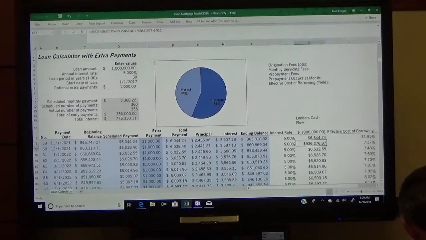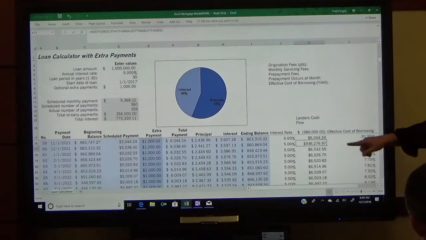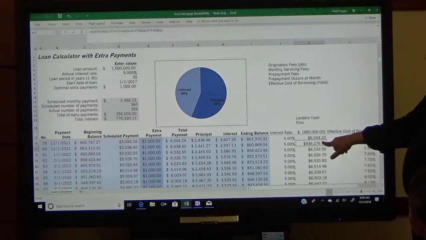Anybody want to take a guess as to what that's going to include? It's going to include the prepayment penalty. It's also going to include the payoff of the loan balance. Does that make sense, everybody? So those two things are combined at the end of that 60th month.